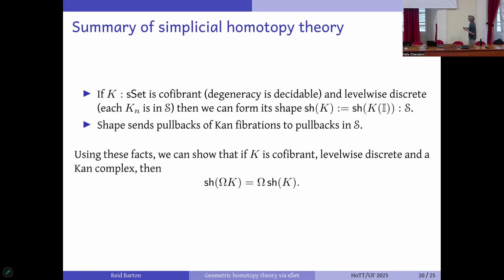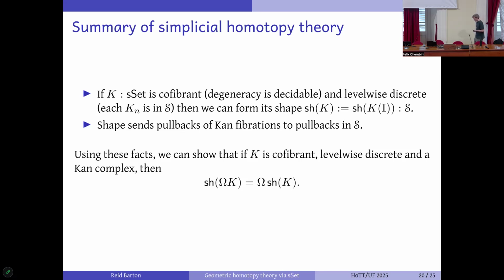Great. So the summary of this whole section is that under these axioms that I've set up, I can turn a simplicial set that's cofibrant and levelwise discrete into a shape. And this is the construction I've been trying to do.